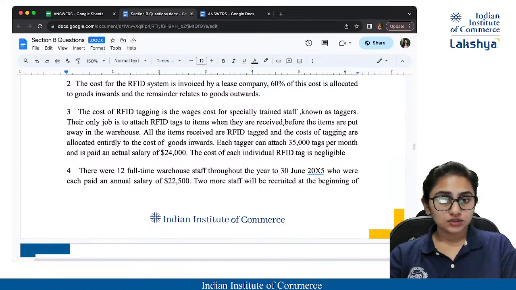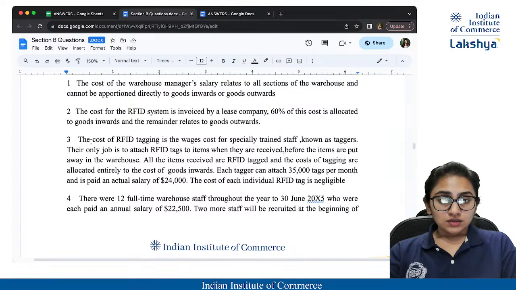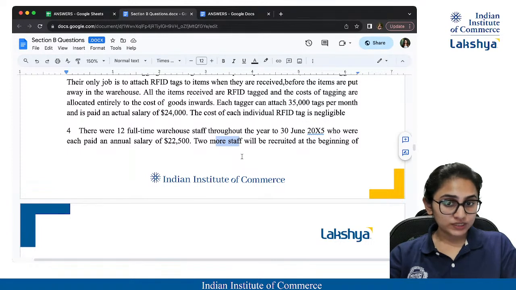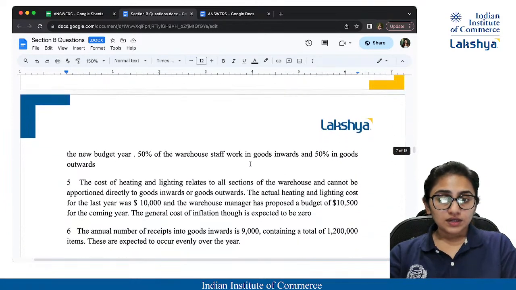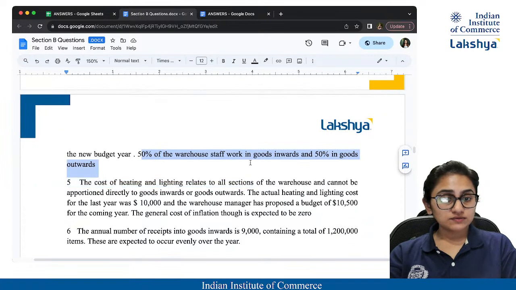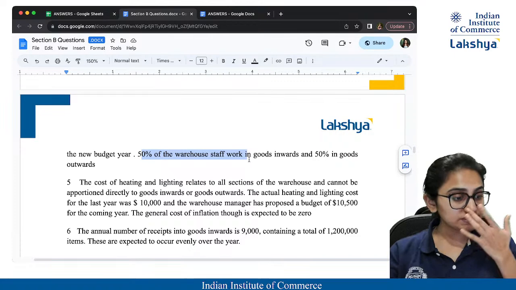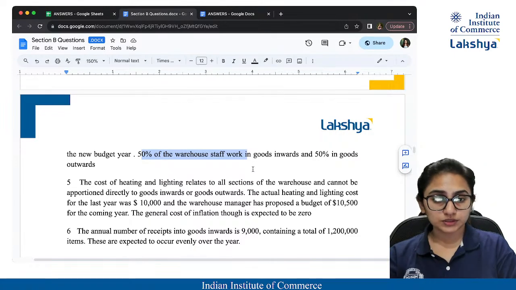Now just remember that much. There are 12 full-time warehouse staff throughout the year to 30th June who were each paid an annual salary of 22,500. 2 more will be recruited. So 12 were there full-time plus 2, that is 14, and each is paid a salary of 22,500. So that becomes 3,15,000. 50% goes to inwards and 50% goes to outwards. So half of 3,15,000 goes to inward, that is 157,500, and half goes to outward.